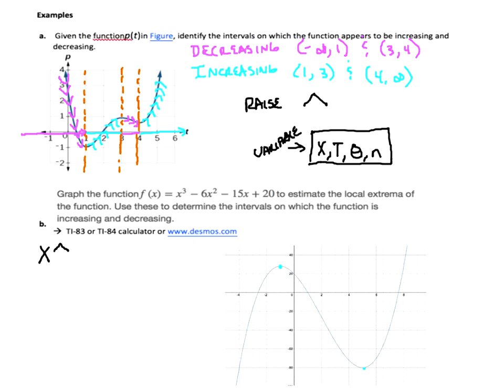So here's what you would have to type into your calculator. I'm going to turn my video off now because my tablet won't work with it. You're going to type in x raised to the third power minus 6x raised to the second power minus 15x plus 20. That's how you would put that in.